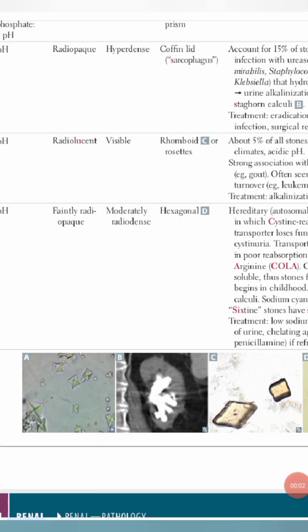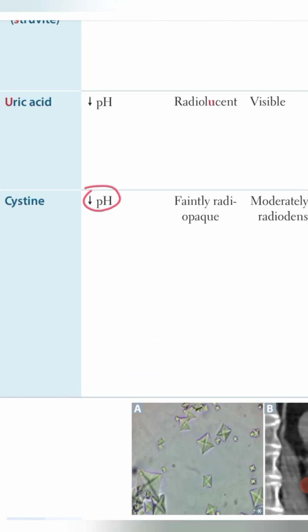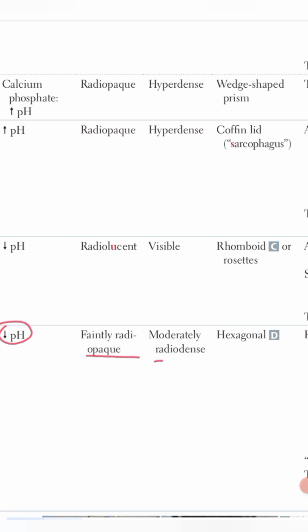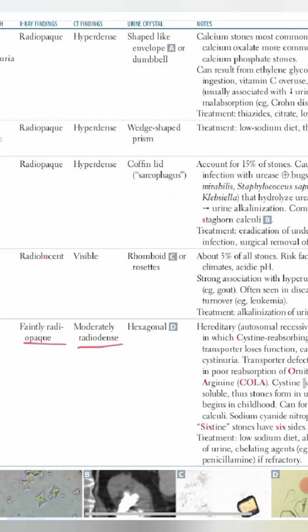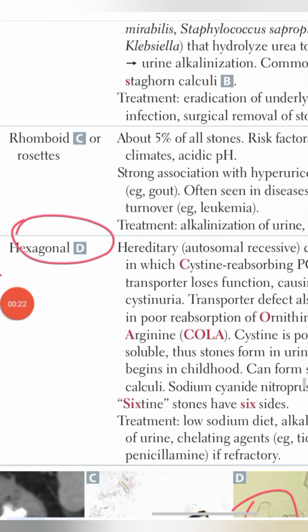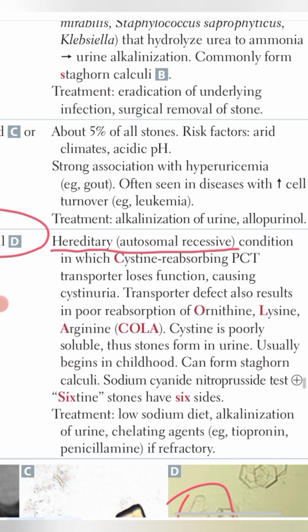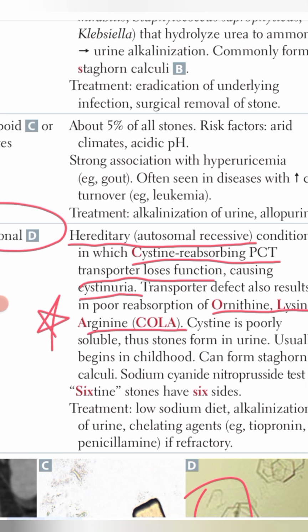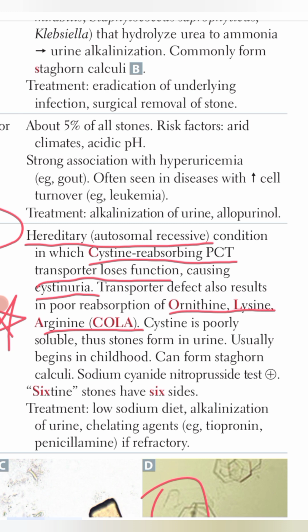The last one are the cystine stones that also precipitates in less pH. On X-ray, they are faintly radio opaque, and on CT scan, they are moderately radio dense. They are hexagonal urine crystals, like shown here. And this disease is hereditary, autosomal recessive condition in which the cystine reabsorbing PCT transporter loses function, causes cystinuria. They also result in poor reabsorption of ornithine, lysine, and arginine. We have to remember these four amino acids by the mnemonic COLA: cysteine, ornithine, lysine, and arginine.